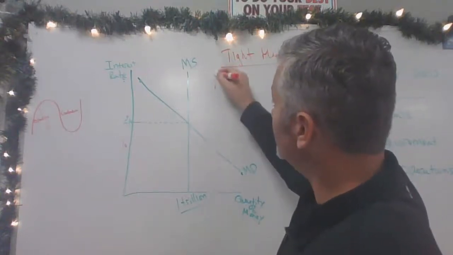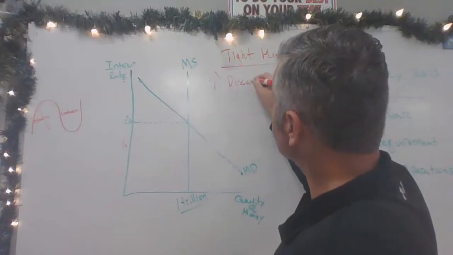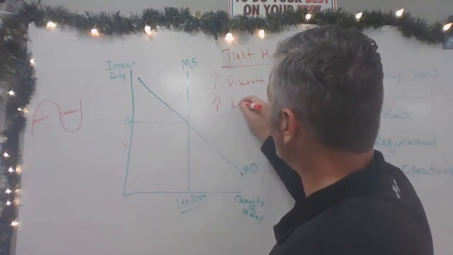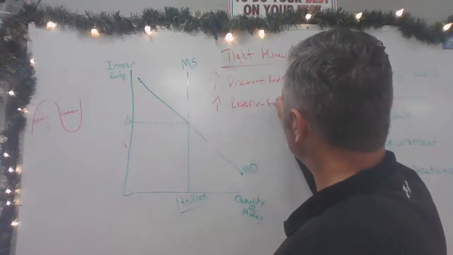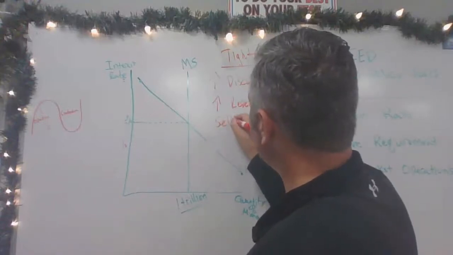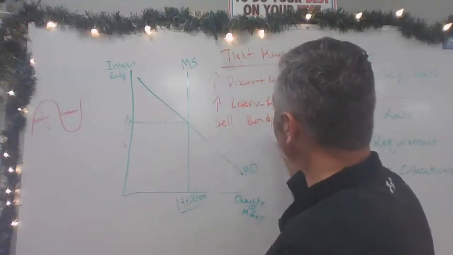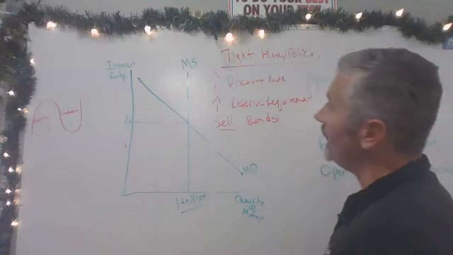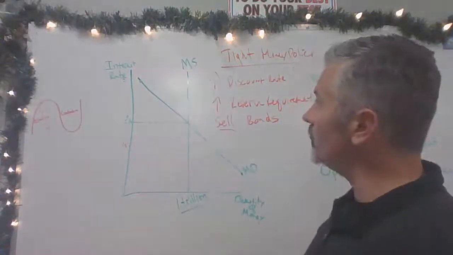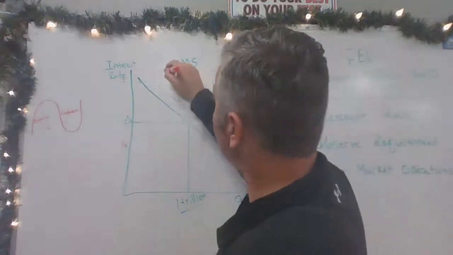Right? And so with that, they would increase the discount rate, increase the reserve requirement, and they would sell bonds. They'd take money out of people's hands and put bonds. And what would this do? This would now have the effect of shifting the money supply curve to the left, right? So it'd shift to the left.